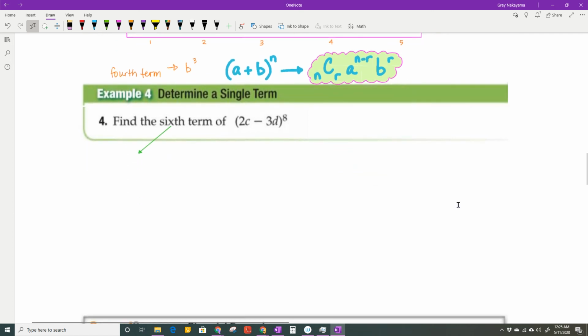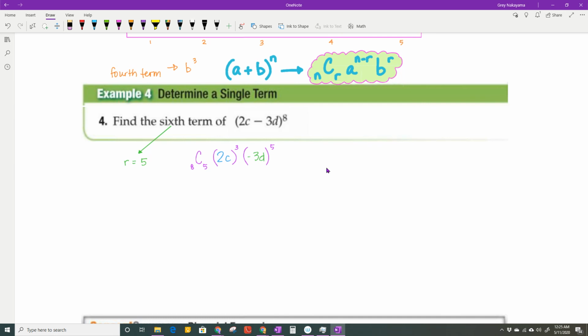So look at this example. If I want the 6th term, the 6th term is when R is equal to 5. We already figured that out just a second ago. So what's my N in this problem? N is 8. So I'm going to have 8 choose 5, parentheses, parentheses, and whatever number is here is going to go there. And then I'm going to put this term in here and that term in there. And you have to remember the negative sign. So that's going to be 2C. That's going to be negative 3D.